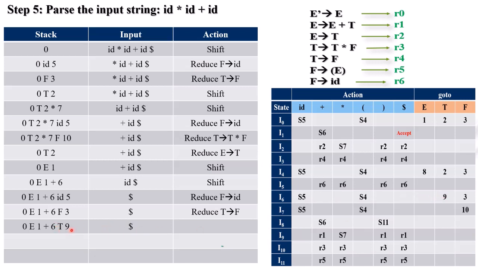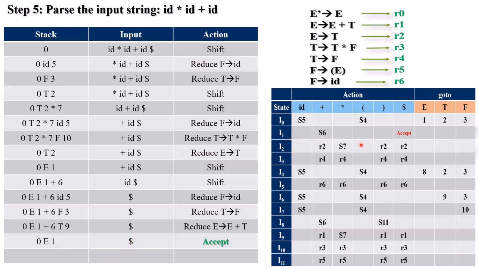Next we have to check with 9 and dollar. What is I9 and dollar? R1. We have to reduce E plus T with E. So this whole E plus T is reduced with E. So what is remaining here? 0E. And what is 0E? 0E is 1. And dollar is remaining here. Now we have to check 1 and dollar. What is 1 and dollar?